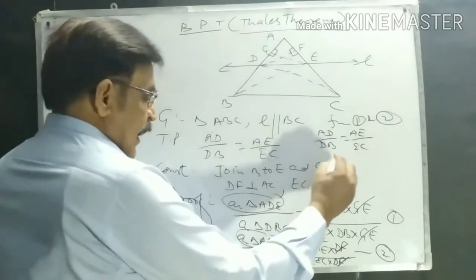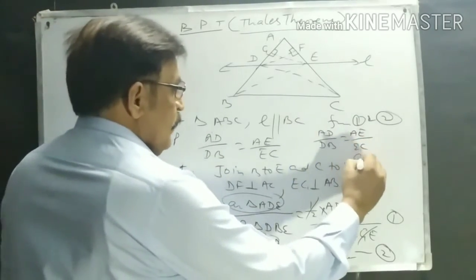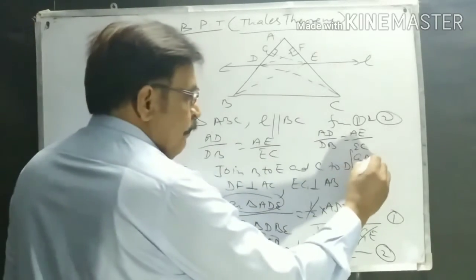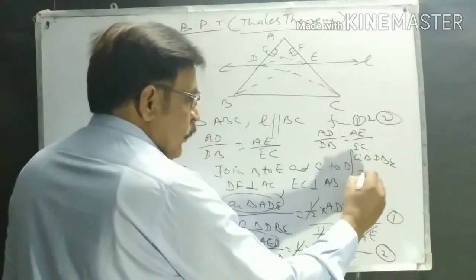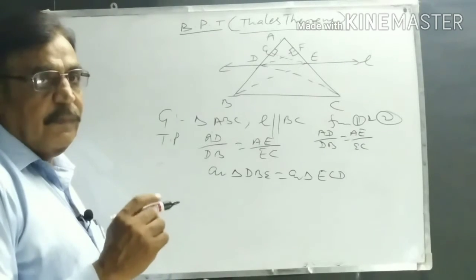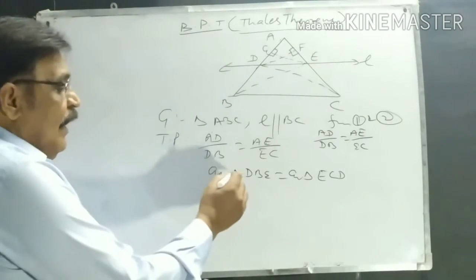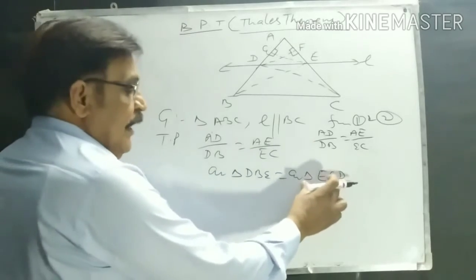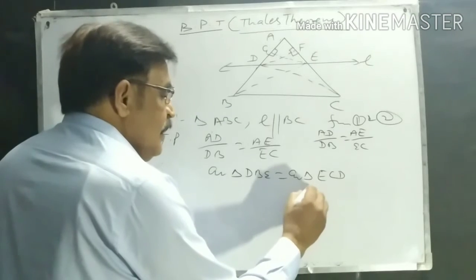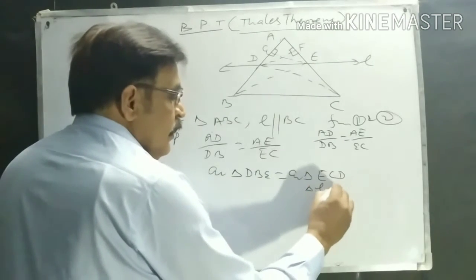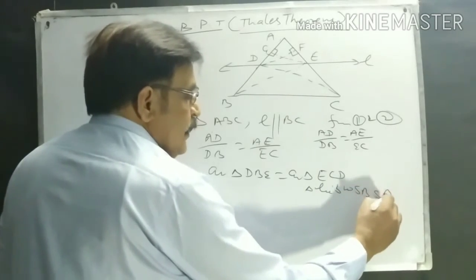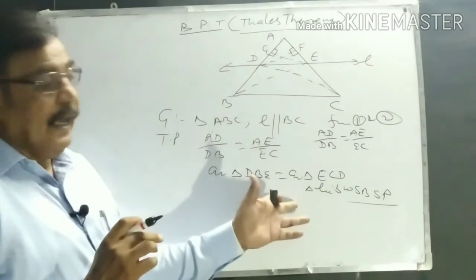So what do you write? Area of triangle, within brackets you have to mention the region. Area of triangle DBE is equal to area of triangle ECD. Why? We are supposed to quote the reason. Triangles lie between the same base, same parallels. Both triangles are lying on the same base between the same parallels.